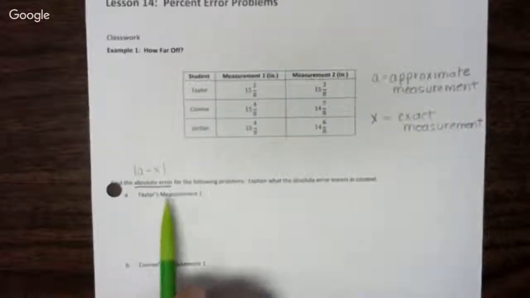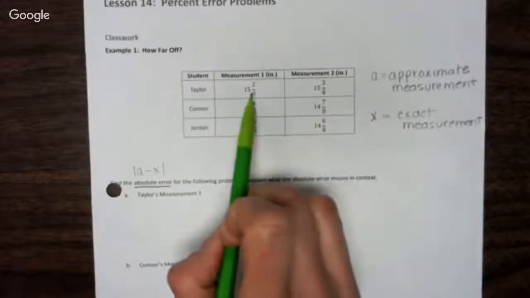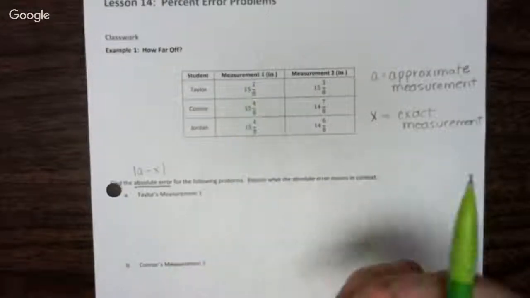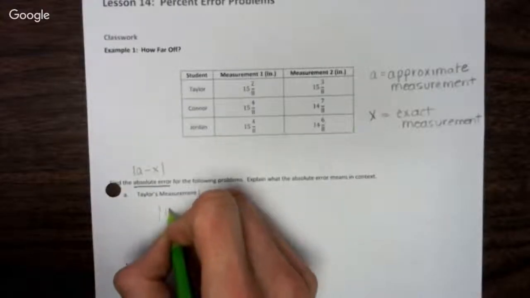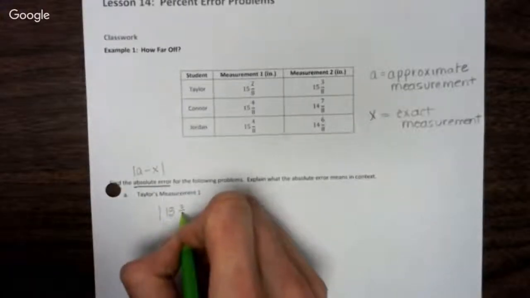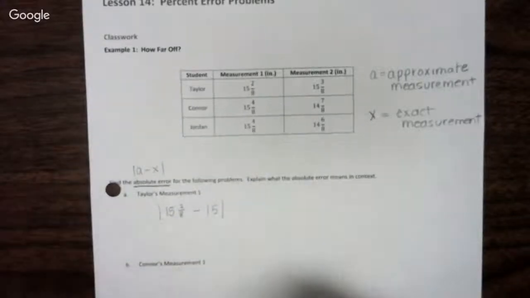So let's look at Taylor's measurement 1. Taylor's measurement 1 is 15 2/8. That's how much she measured it to be. Now remember, this is a 15-inch TV. So the exact measurement is 15 inches. So the A is going to be how much she measured. The X is going to be 15.